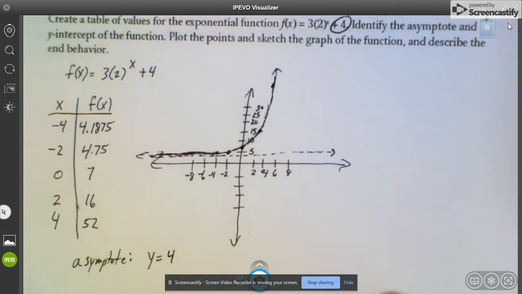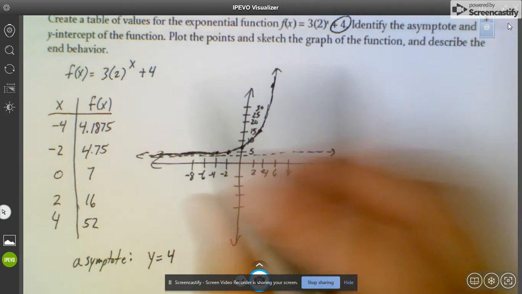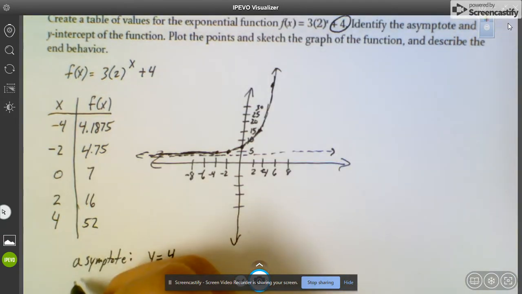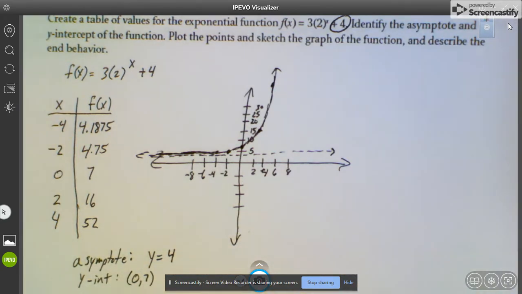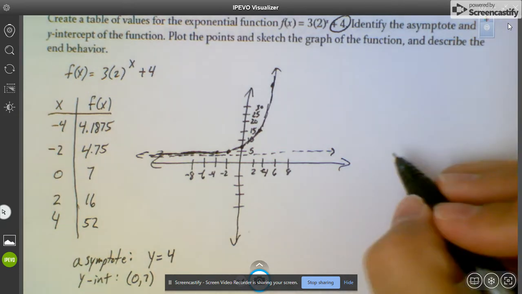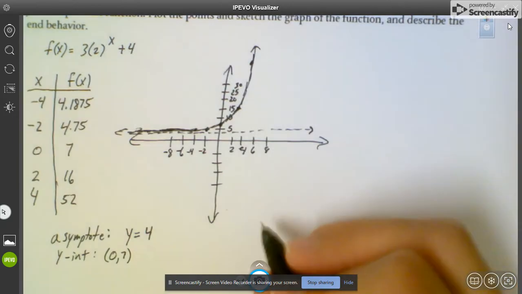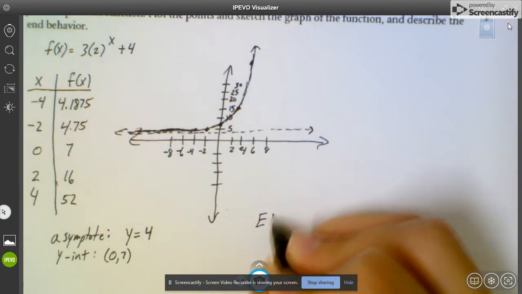All right, so now what was the next thing we were supposed to do? Plot the points, graph it, find the y-intercept. Well, we found our y-intercept. Our y-int was 0, 7. All right, and so now I need to go through and I want to do something called end behavior. I'm going to do that over here where I have more room. End behavior.